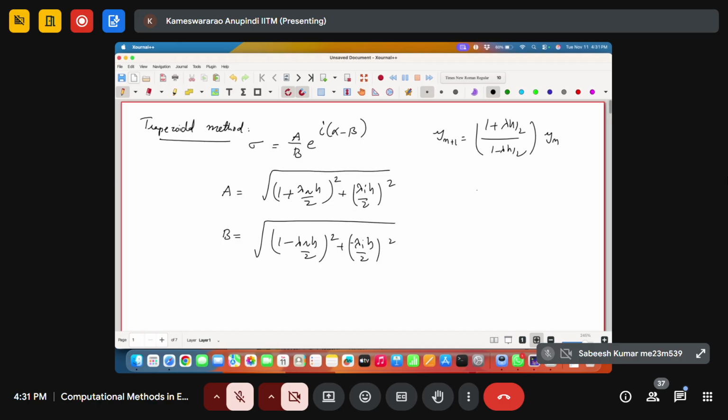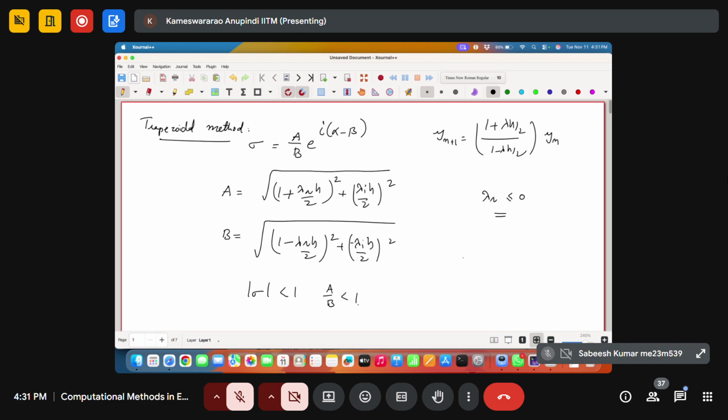And then we said we're going to look at only real values of lambda which are less than 0, in which case the numerator is going to be smaller and the denominator is going to be larger. That is why A by B is less than 1. So that is why it is stable. Okay, so we said sigma is less than 1 because A by B is less than 1. But this is the case for lambda r less than 0.